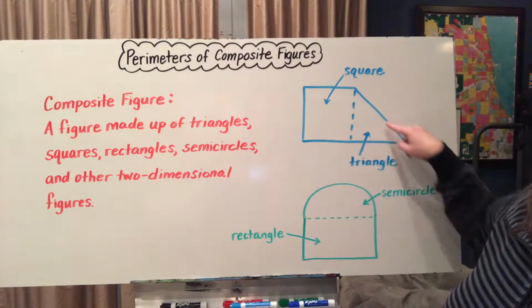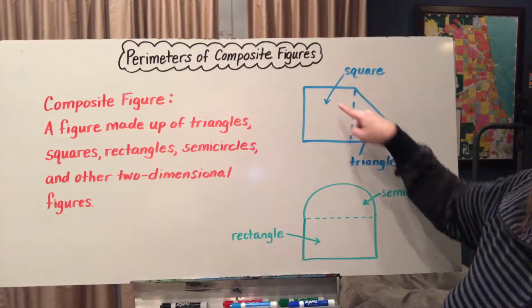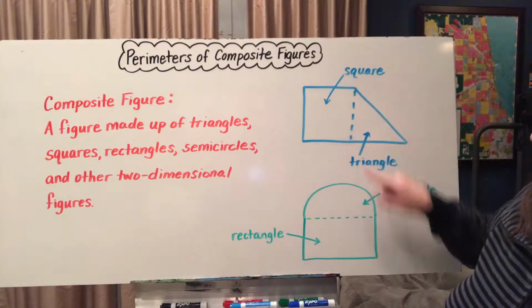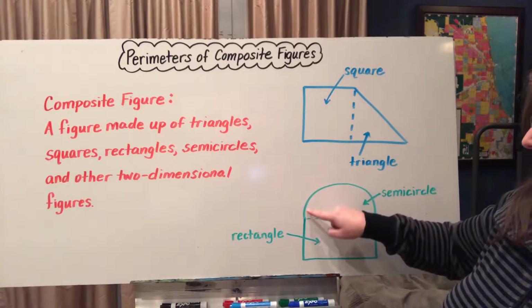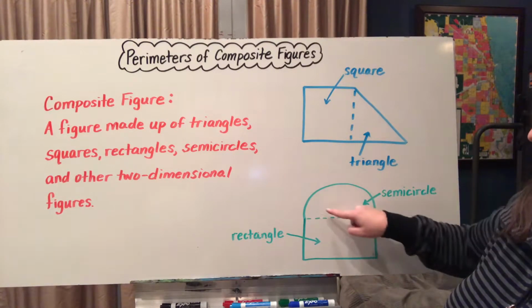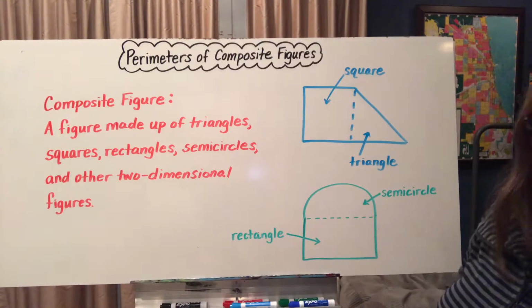This shape is made up of a square piece and a triangular piece. Or a shape like this guy, which is made up of a rectangular piece and a semicircle piece.